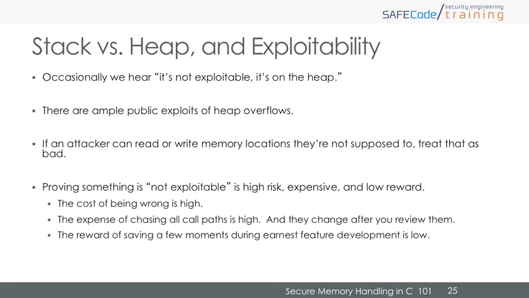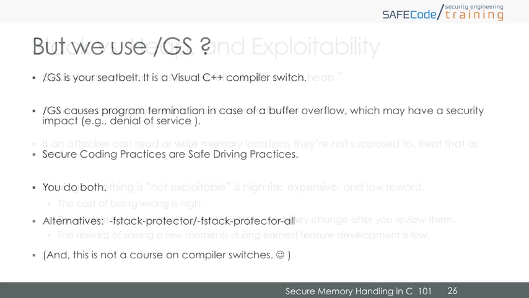Proving something isn't exploitable is a high-risk venture. It's expensive and low reward. The cost of being wrong is high. The cost of being right is that you get to keep doing this forever, as the code paths change from release to release. You get to keep re-auditing it and keep reproving to yourself that it's still not exploitable, that some other code path hasn't suddenly made this exploitable. And all it is reward-wise is saving you a few minutes early in your life cycle, when this code is going to be regression tested anyway. But if you look for the right opportunities to work on this, you can fix it nearly for free.